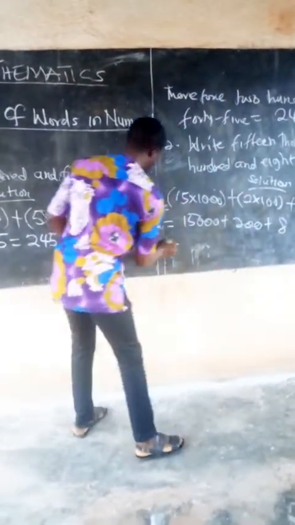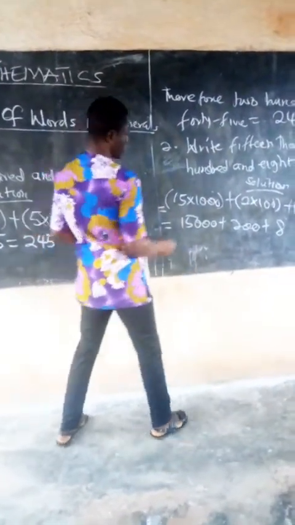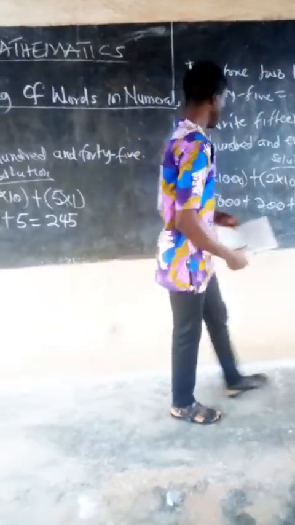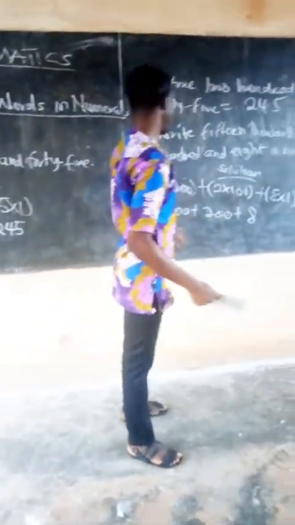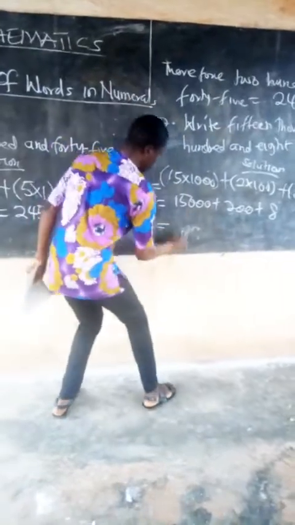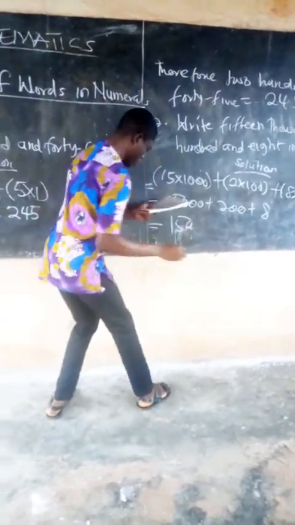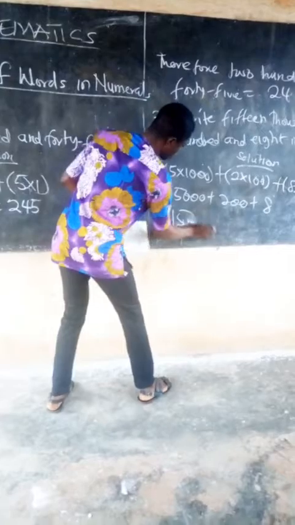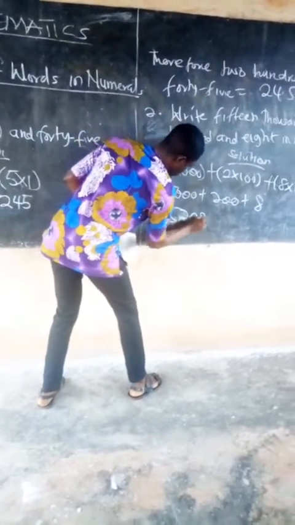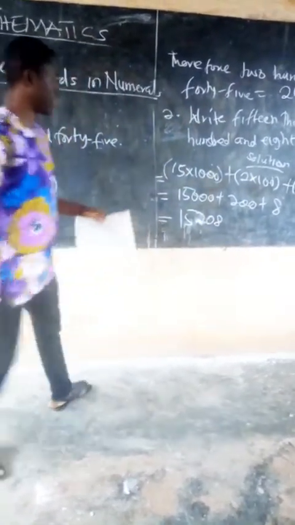Therefore, when you add 15,000 plus 200 plus 8, our final answer will give you 15,208. This is our final answer.